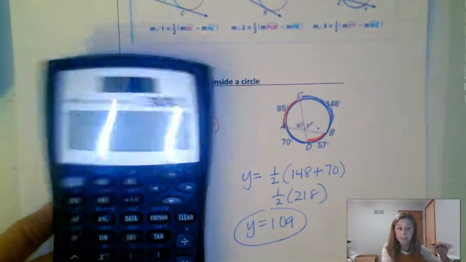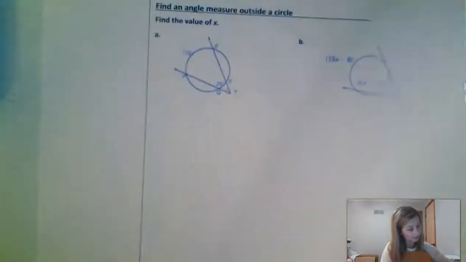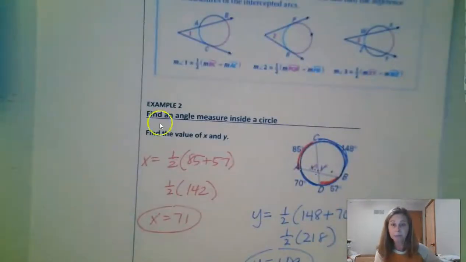Okay, I'm going to stop video number 1, and we're going to then pick back up with the angles outside the circle theorem, and then wrap up a couple of more examples.